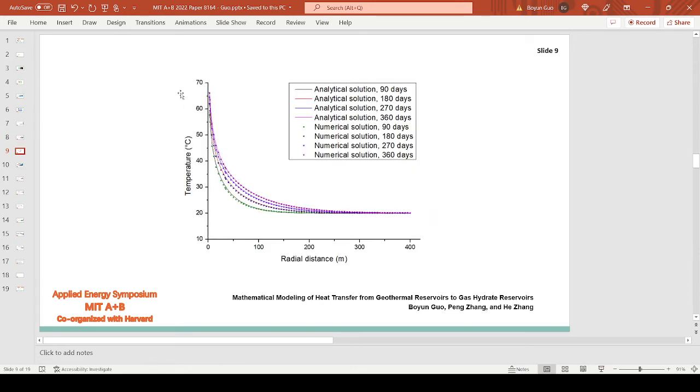To validate the analytical model, we solve the equation numerically. Here we plot temperature profile obtained from both analytical solution and numerical solution for different types of water injection. It shows they are very consistent.